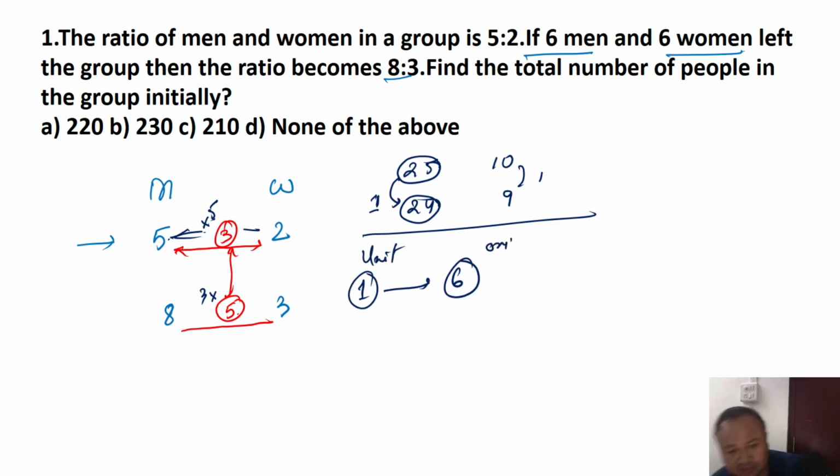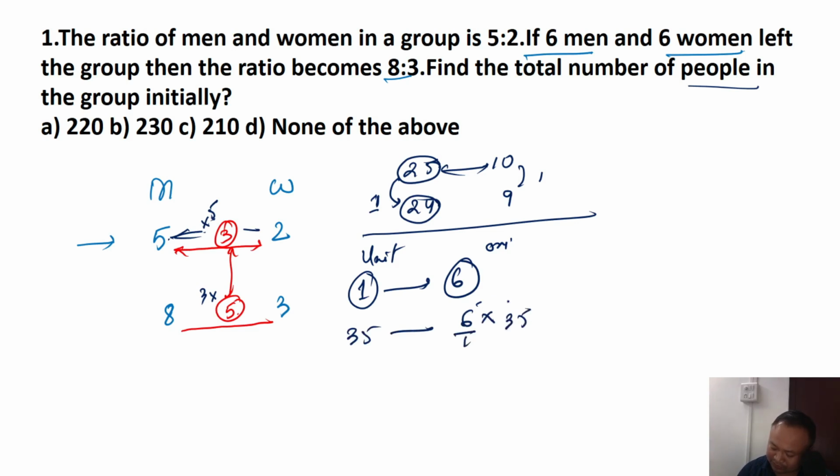Find the total number of people in the initial group. 25 and 10 added, 35, then 6 2 divided 1 to 30, 6 5 30, 6 18 0. So C is the correct answer.